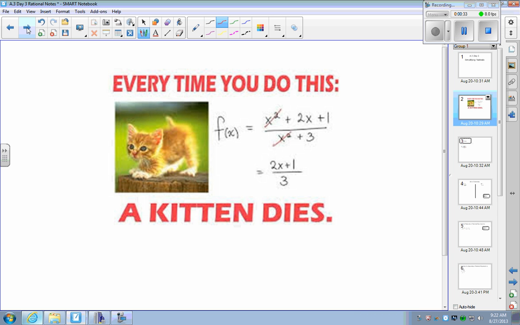This is from the internet, so you know it has to be true. Please don't do silly things like cancel an x squared over an x squared like this, where they're added and subtracted terms and just cancel them, because clearly bad things happen, and that's really sad.